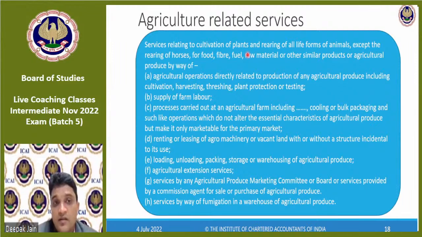What all kinds, by way of what? Agriculture operation directly related to production of any agriculture produce, including cultivation, harvesting, threshing, plant protection or testing. तो क्या क्या operations covered है? Basically maximum operations exemption में covered हो जाएंगे. उसमें होता है cultivation, normal cultivation of plants या cultivation of animals, rearing of animals.